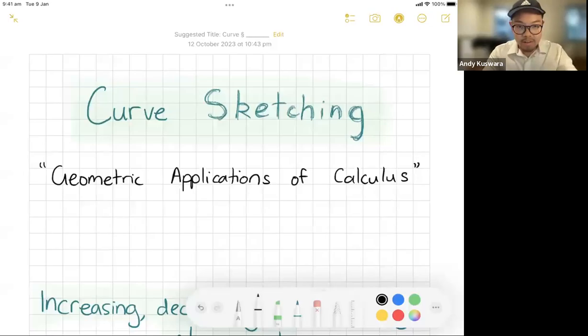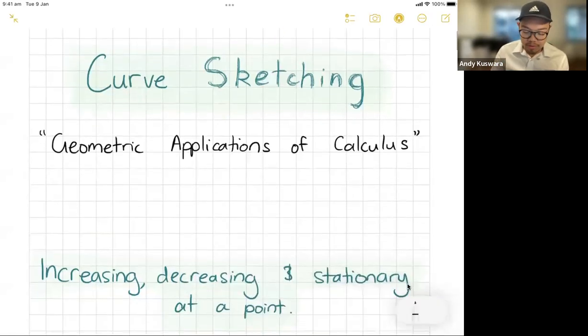At the barber. Okay, so let's get into it. We have got this new topic, curve sketching. Okay, geometrical applications of calculus. You can call it this, you can call it that. Essentially, we're going to be sketching using the derivatives.